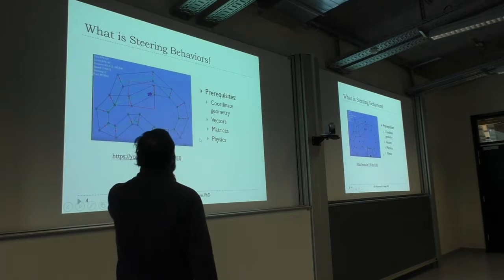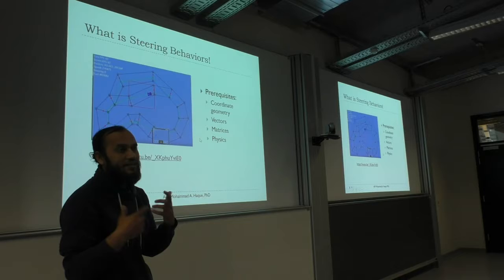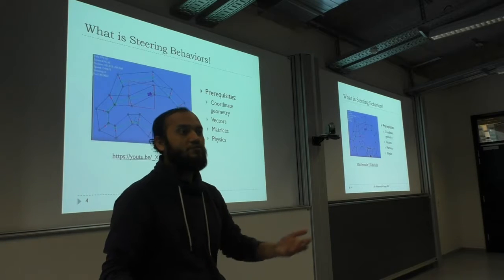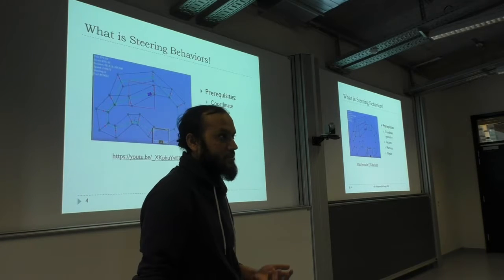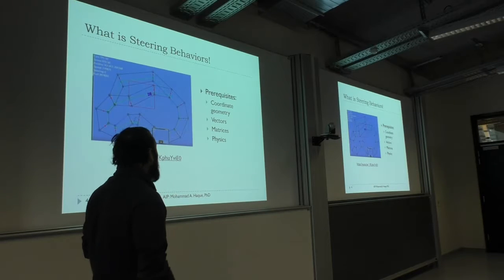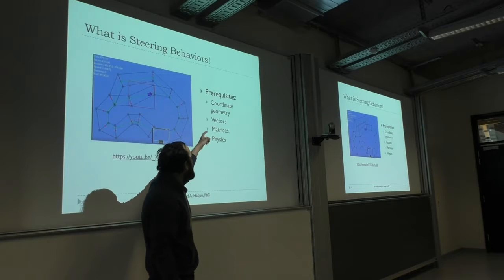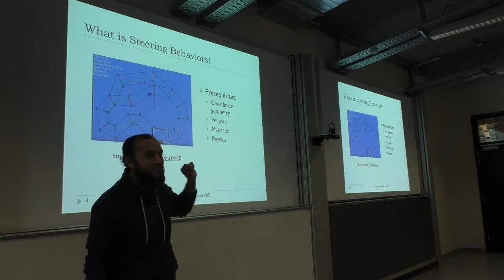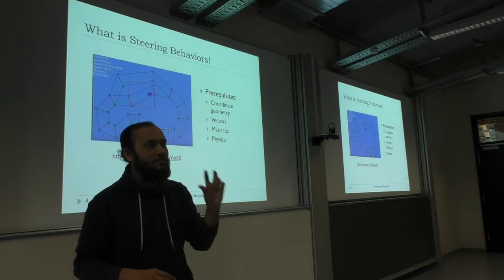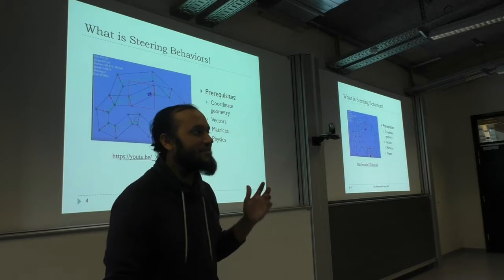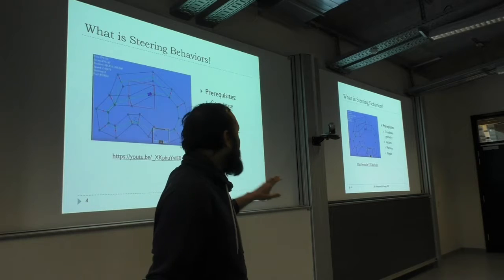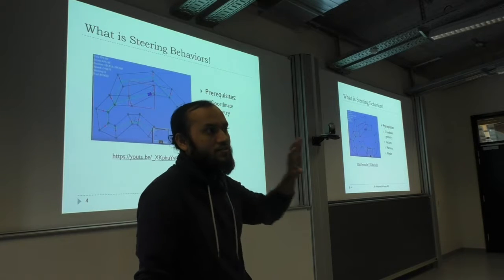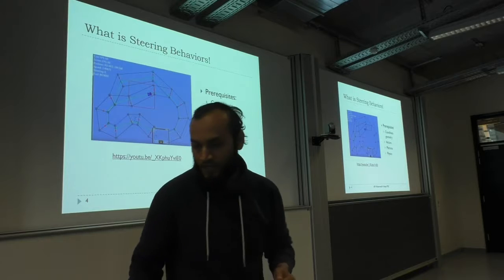If we talk about steering behavior, to understand that and to reflect it on an intelligent agent, we need to have some understanding about coordinate geometry, vectors, matrix, and physics. We will apply some of these concepts to understand steering behavior. I will not go to the basic concepts. I will just show some application.